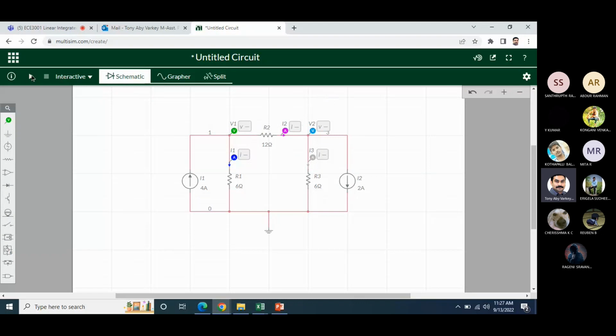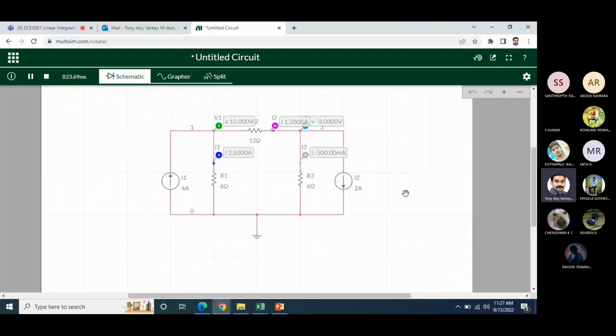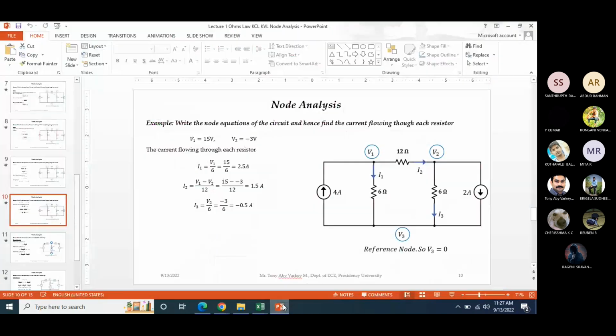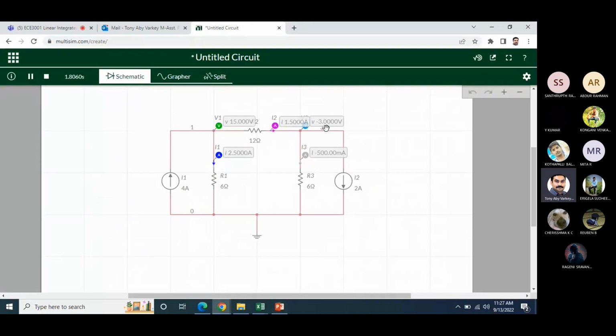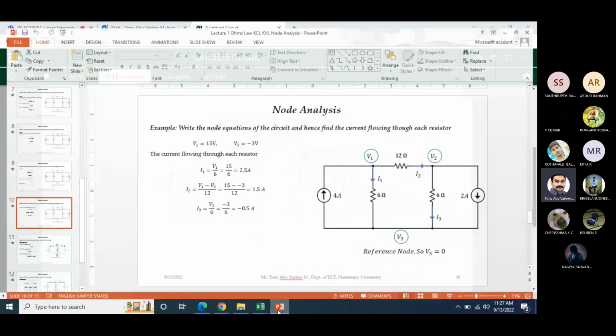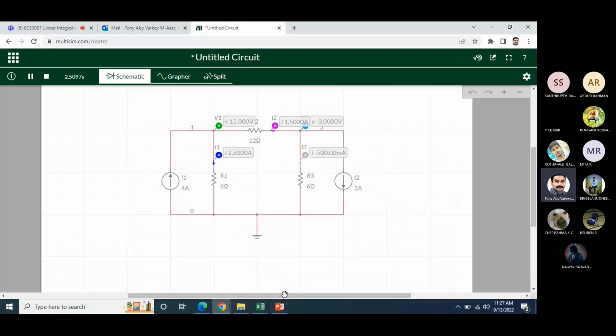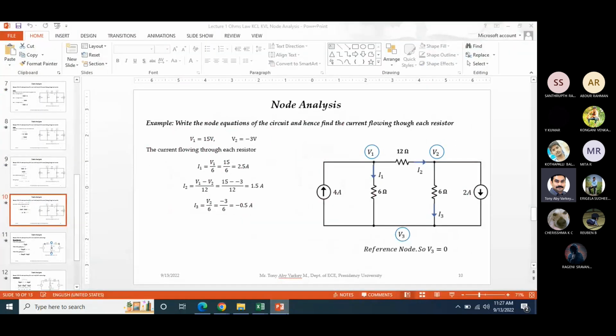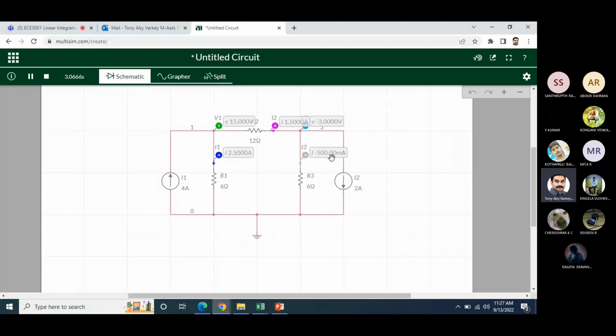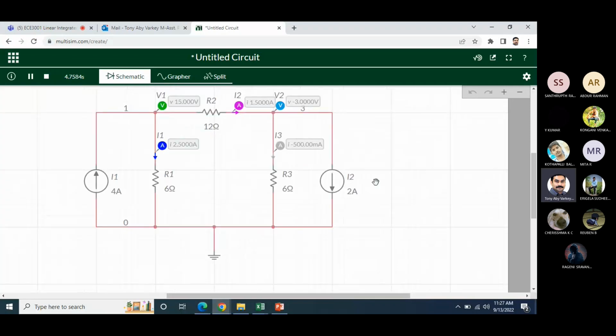Now just run this and you will see that it is the same as what we got. Correct? See here, V1 we got 15 volt, V2 minus 3 volt, I1 we got 2.5 ampere, that is correct. I2 we got 1.5 ampere, that is correct. I3 we got minus 5 ampere, which is minus 500 milliampere, which is the same. Okay, so this is how you can simulate anything.